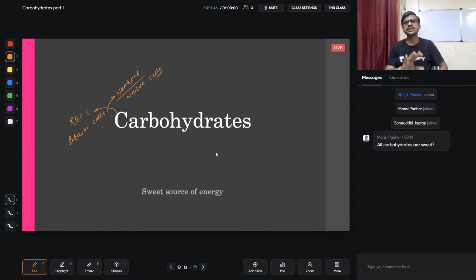If you see, this type of cells does not have any facility to use protein or lipid as a source of energy. Actually they are more productive.